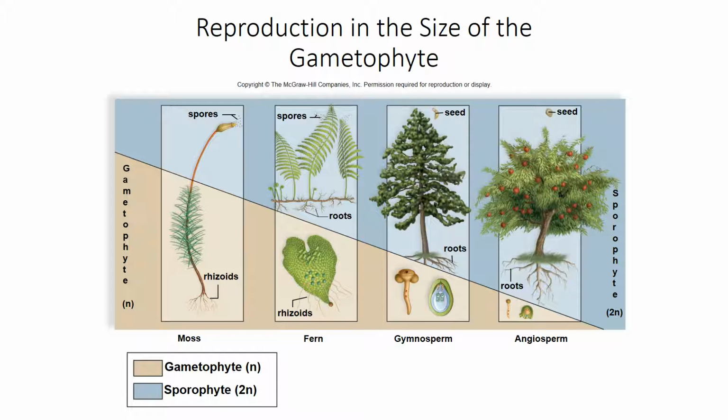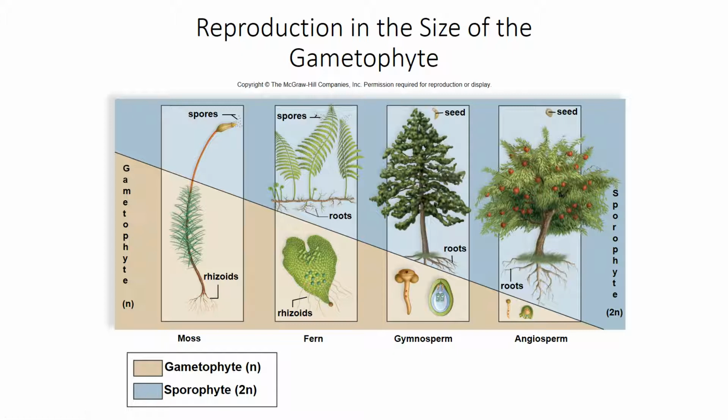Just for this picture right here, you need to know that as plants became adapted to life on land, the size of the gametophytes decreased and the size of the sporophytes increased. So as you get towards more land plants, there was more of an emphasis on sporophytes. You've got rhizoids, which are kind of root-like, and then true roots started to pop up in ferns, and then gymnosperms, and then angiosperms.